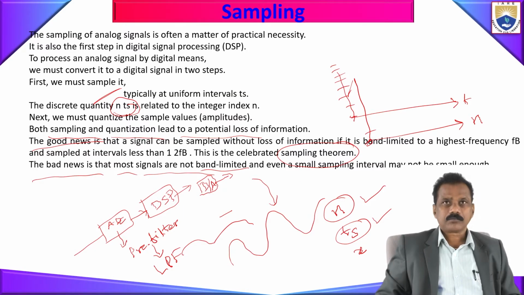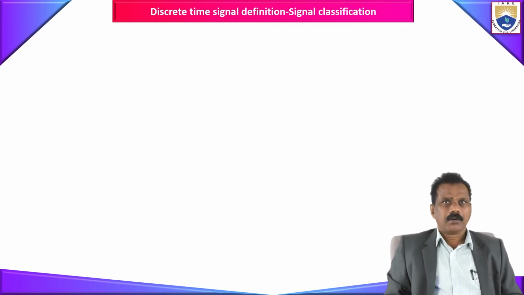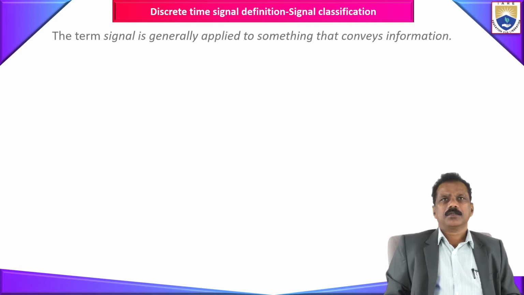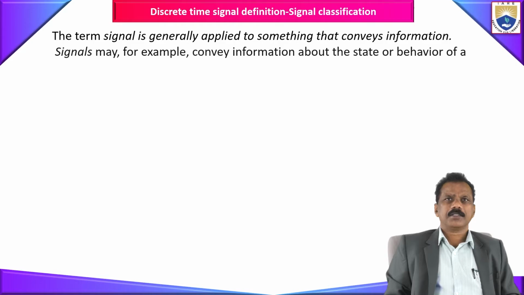Now coming to the discrete time signal definition and signal classifications. The term signal is generally applied to something that conveys information. Signals may, for example, convey information about the state or behavior of a physical system.